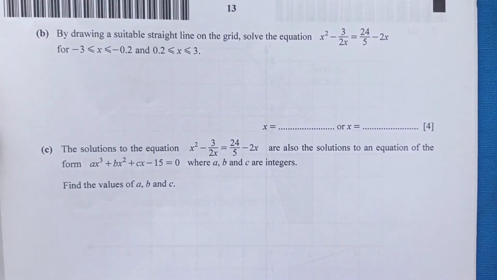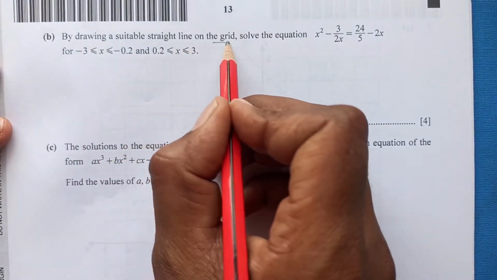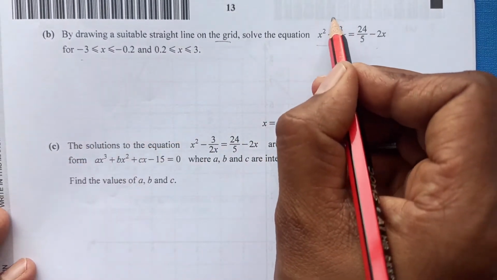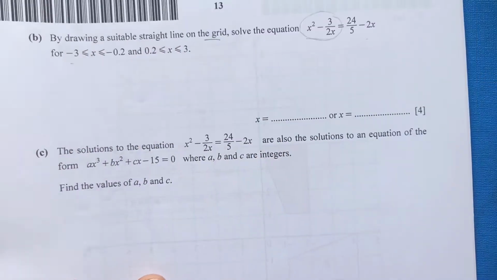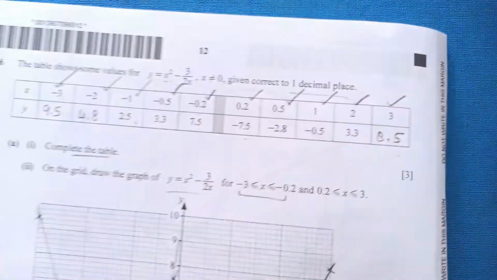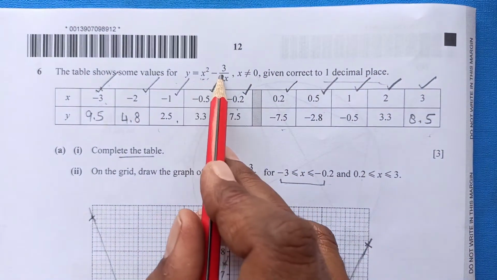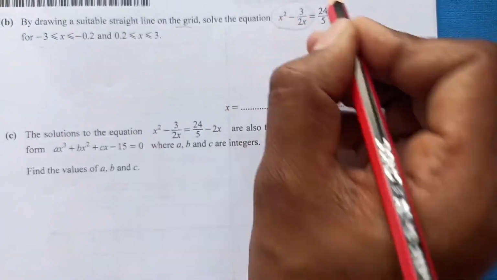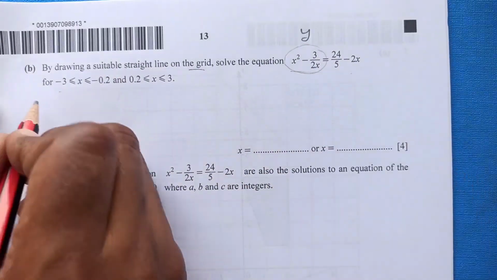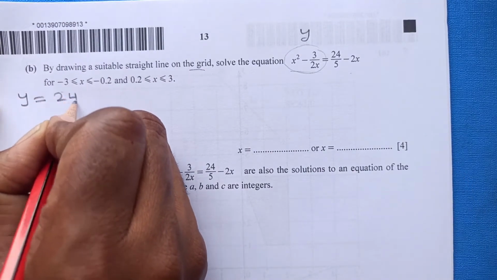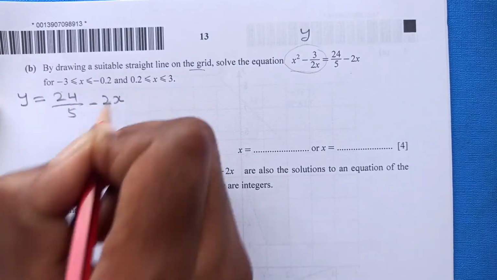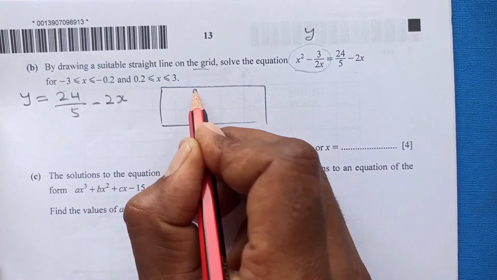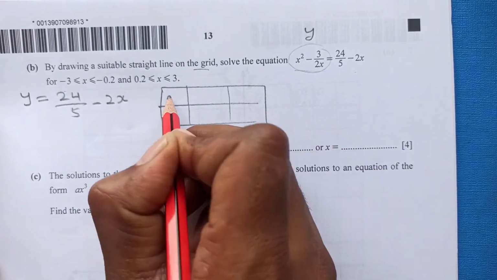Now part B, by drawing a suitable straight line on the grid, solve this equation for the given values. From the equation we had, this is equal to y, so we will take it as y. So y equals 24/5 minus 2x. Now we need to plot this one. For this we need values, and two values will be enough, x and y.